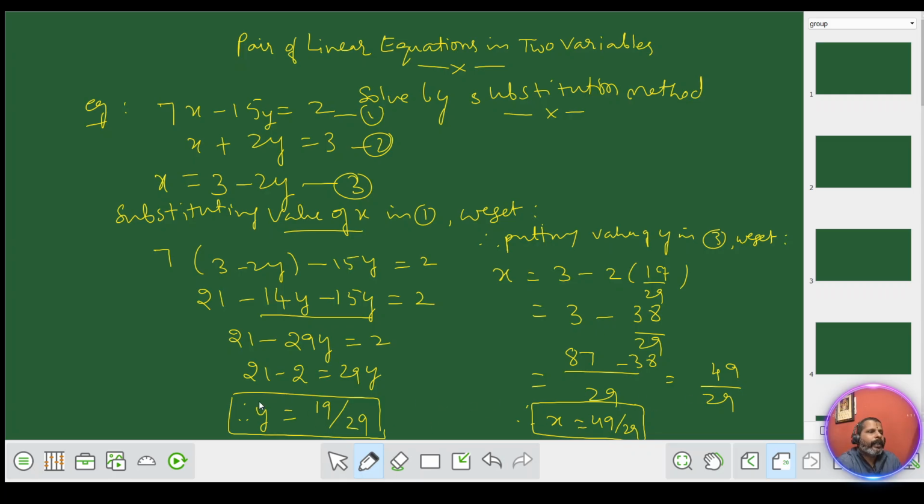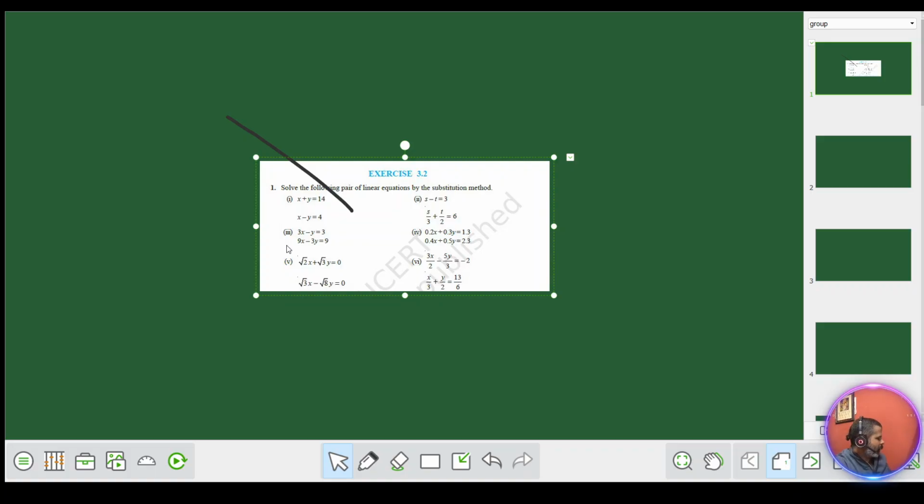Let us see the exercise problems. I'll get the exercise questions here. Give me a second. That is exercise 3.2, main one, right? Okay. See, these are the questions we have to solve by substitution method. We'll see them one by one.